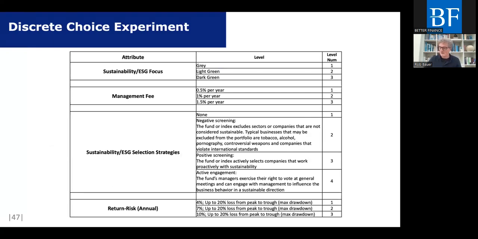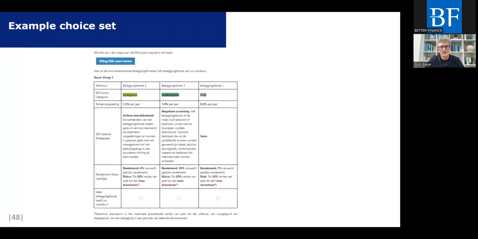So I'm 5 minutes over time, but we can stay a bit longer if you have the time for that, to discuss the discrete choice experiment, where we show people choices and attributes of funds. So you see the different attributes over here on sustainability, gray, light green, dark green, on fees, lower or higher, on types of strategies like screening, positive screening, negative screening, active engagement, or return risk composite. So how risky is the fund? So these are hypothetical funds that we show them.